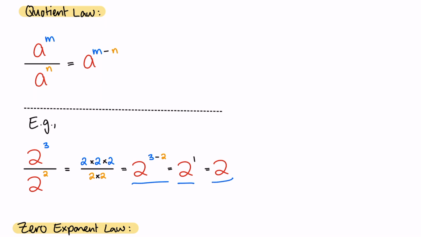We can also show this in another way, as 2 to the power of 3 is the same thing as 2 times 2 times 2. And 2 to the power of 2 is the same thing as 2 times 2. Since two pairs of 2 in the numerator and the denominator cancel out, we are left with a 2 in the numerator, which is the same thing as our final answer, 2.